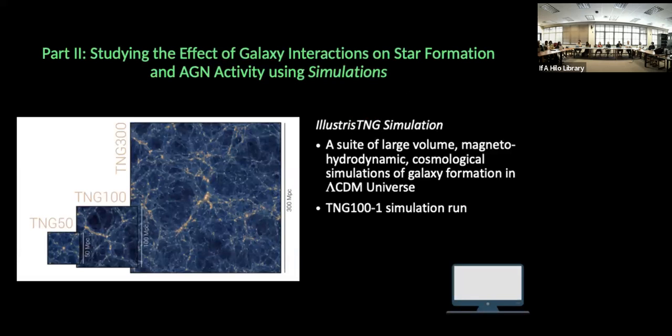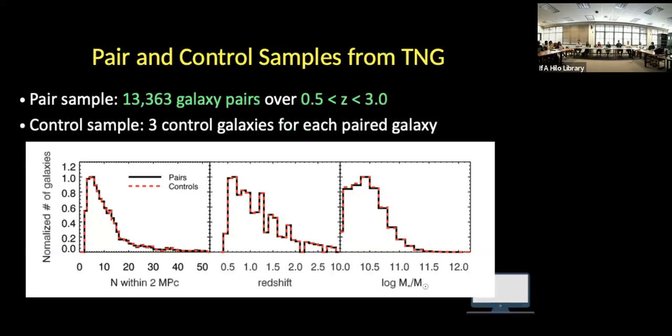So I use the IllustrisTNG simulation, and based on resolution and the size of the box, I use TNG100. Basically I repeat the process for the simulations to generate a sample of pairs and controls. And here is their distribution. So again, they are well matched.